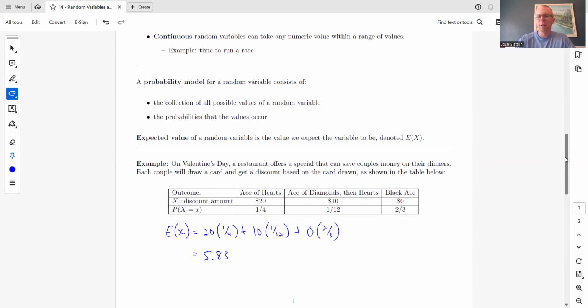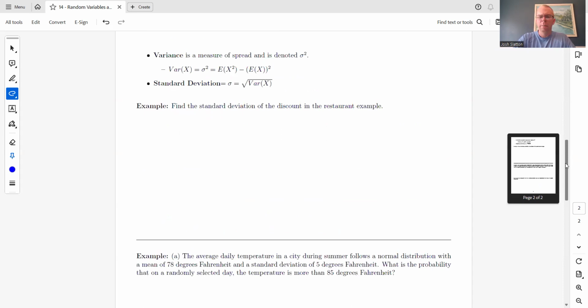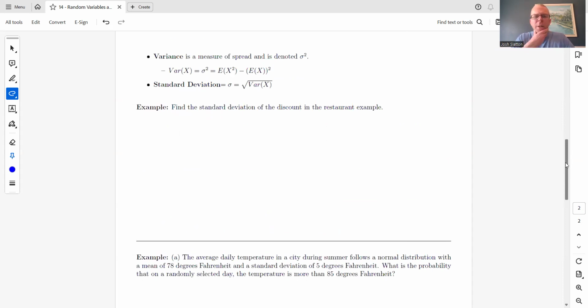Over many trials, what would be the average of that variable? All right. So next we have variance and standard deviation. Variance is a measure of spread. It's denoted by sigma squared. And if you remember, we denote standard deviation by sigma. So variance is literally just the square of the standard deviation. Standard deviation is the square root of the variance.